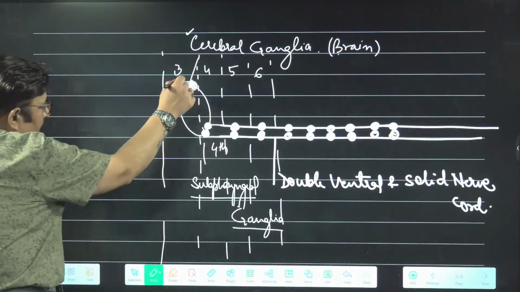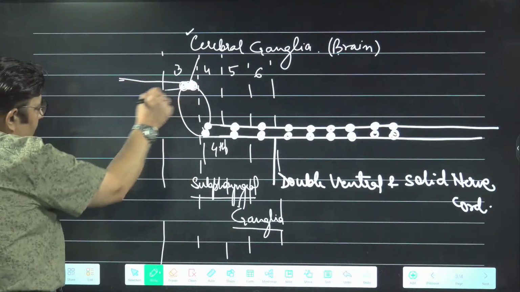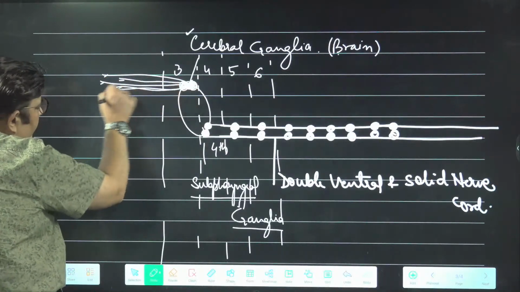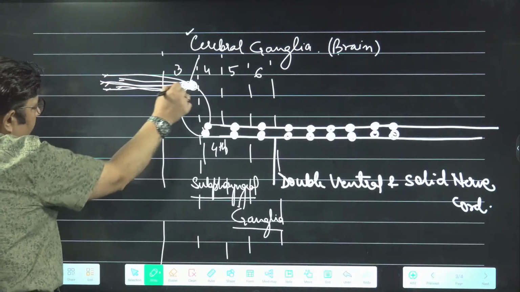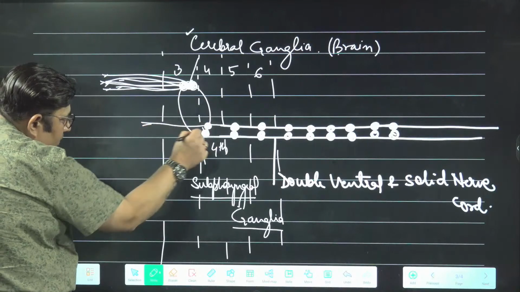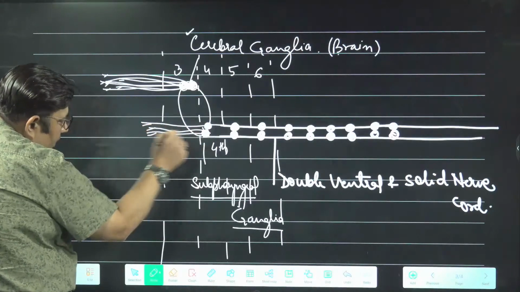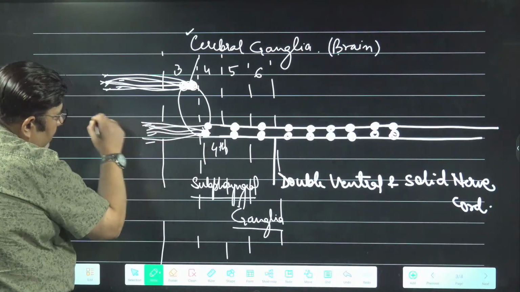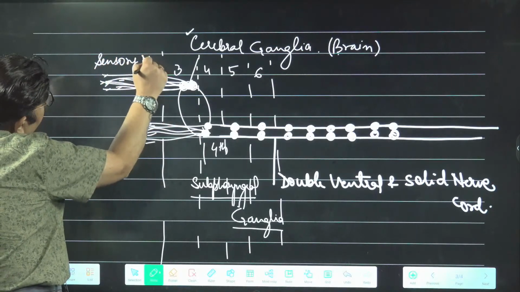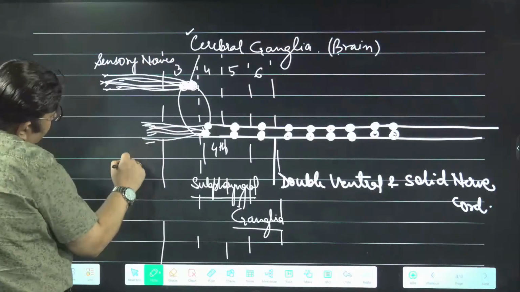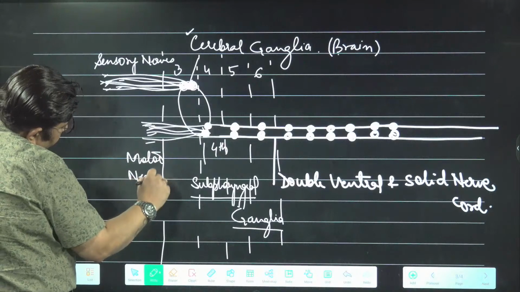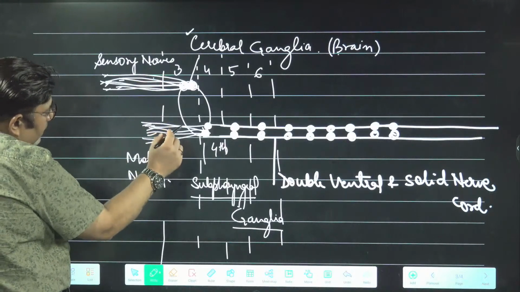Now, many nerves are attached to the brain. These nerves are innervating the prostomium. You know that the prostomium is a sensory tool. Also, motor nerves are going to the mouth. These are the sensory nerves, and these are the motor nerves. Sensory nerves and motor nerves, okay?